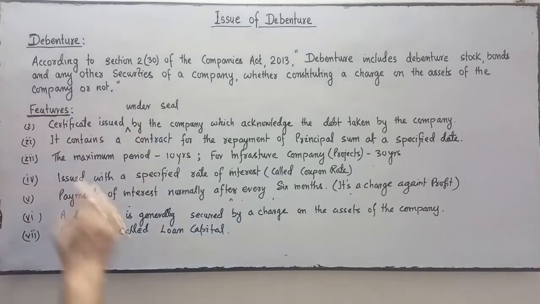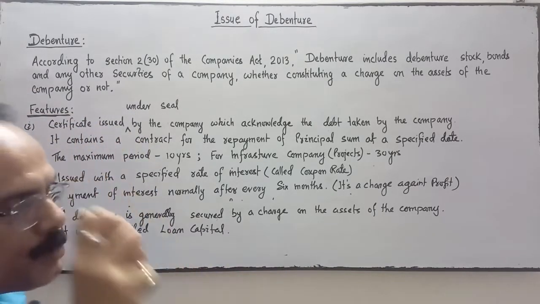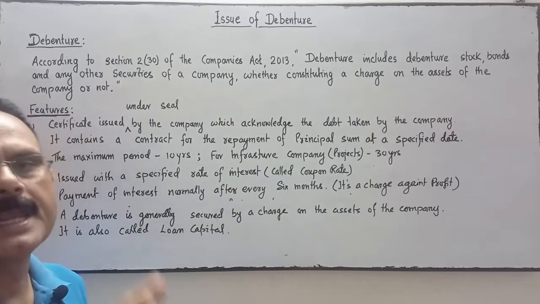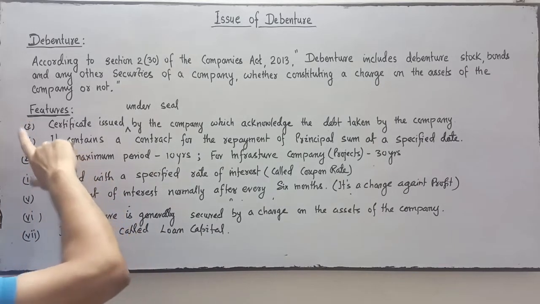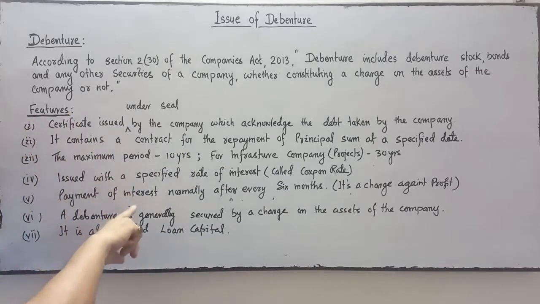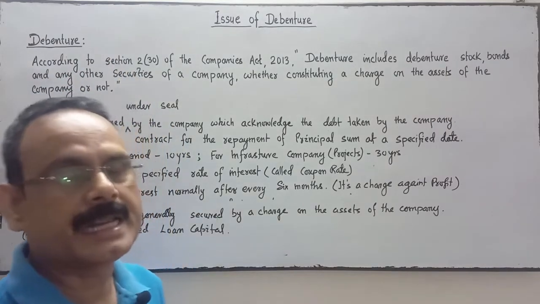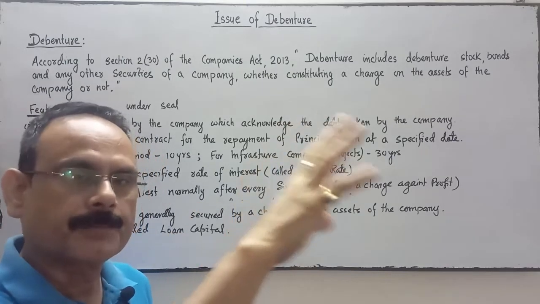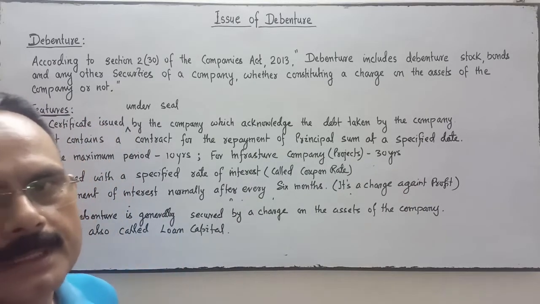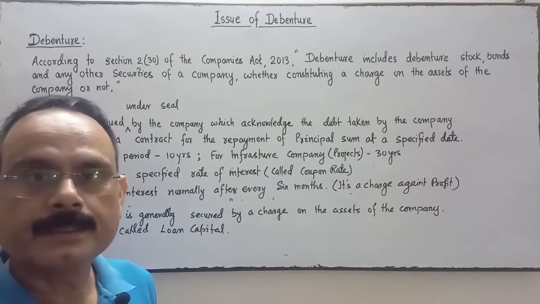What are the features of debenture? Number one, the company issues the debenture certificate under the seal of the company. This certificate acknowledges the debt taken by the company, that this much debt is taken by the company from the debenture holder. It's a borrowed capital, a loan capital, a debt capital.